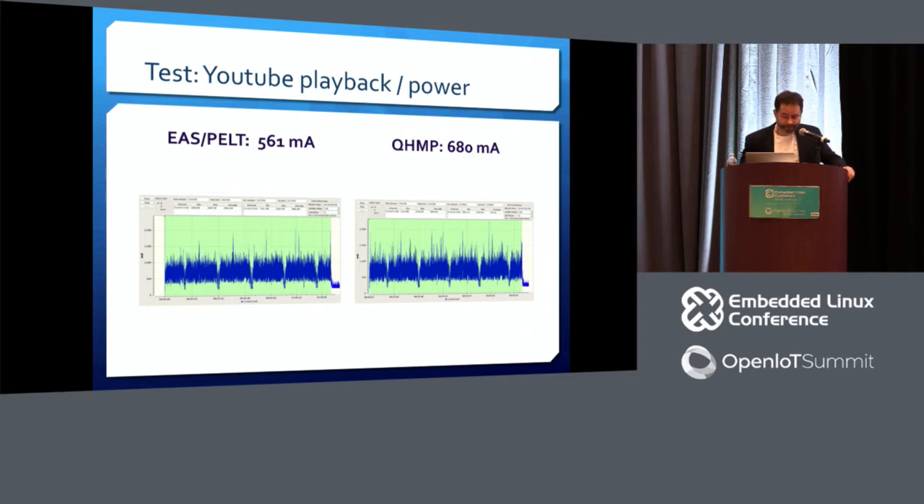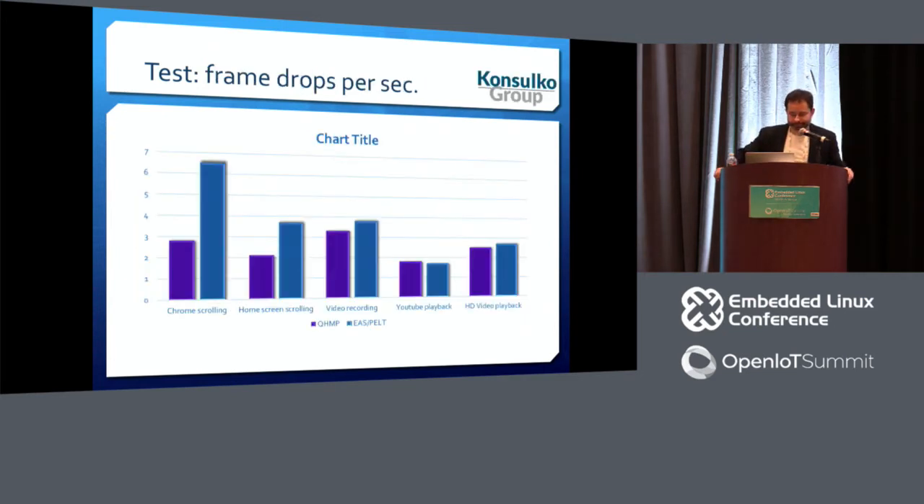But then we did another test for frame drops. And it turned out that when there's a bursty load, then EAS doesn't really work that well. For instance, if we take the Chrome scrolling, which is represented on the slide on the graph as the first two columns, we can see that EAS is more than twice worse than QHMP in the number of frame drops. So the quality of service is actually degraded if we take EAS.